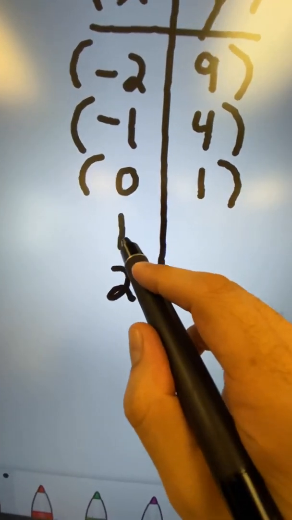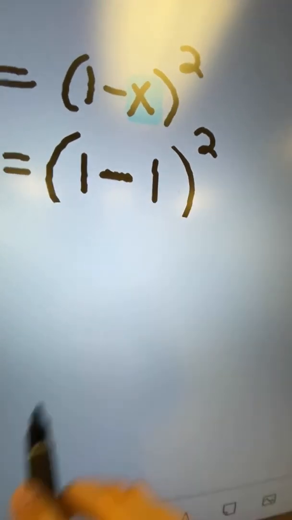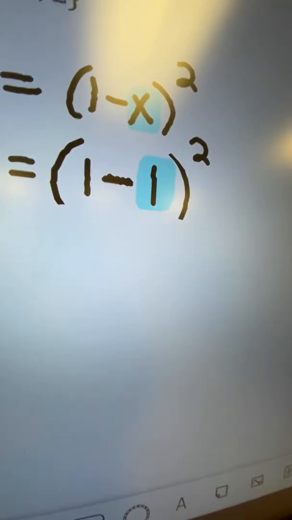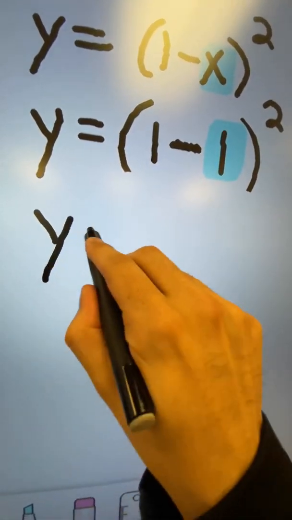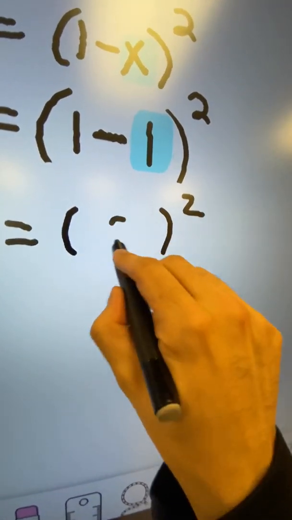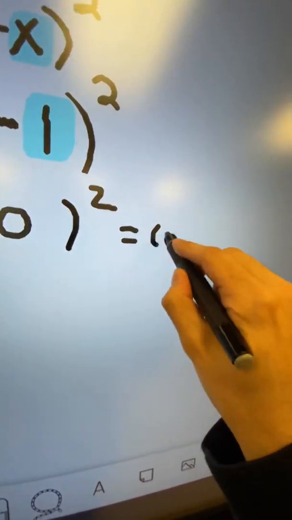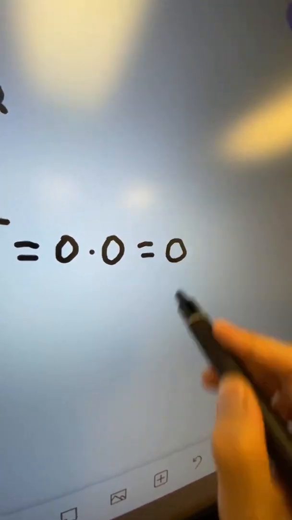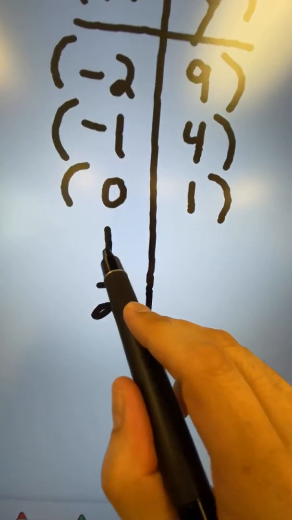Now when x is 1, I replace x with 1. You can see here that's what will replace the x value. So I get y equals, following the order of operations, I do the parentheses first, that's 0. And 0 to the second power means 0 times 0, which is just 0. So my output when x is 1 is 0.